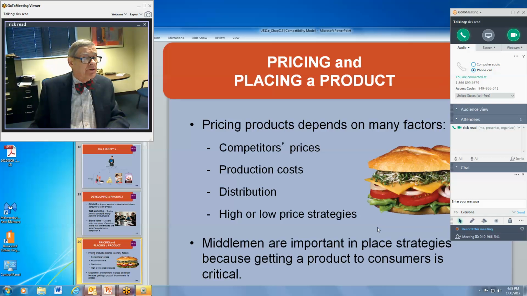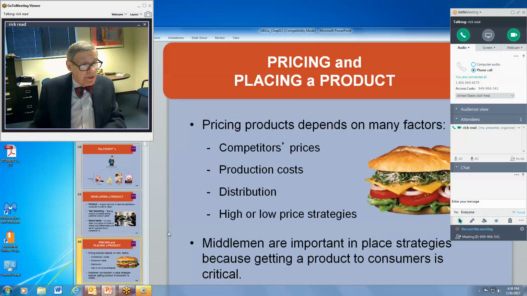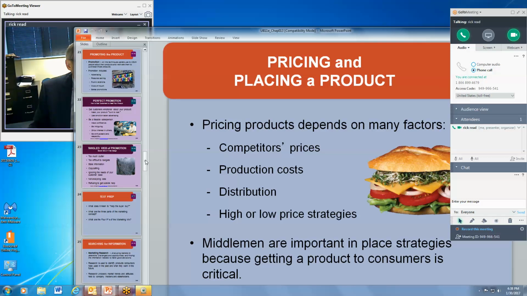Middlemen, important and place strategies. We're going to talk about that when we get to distribution, chapter 15. So I don't want to repeat something that we don't have to repeat.